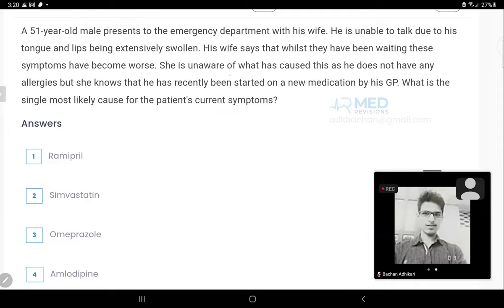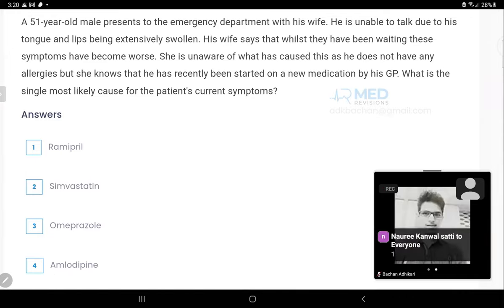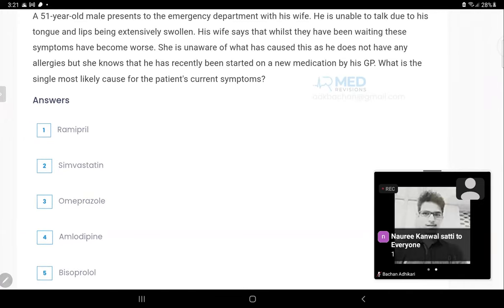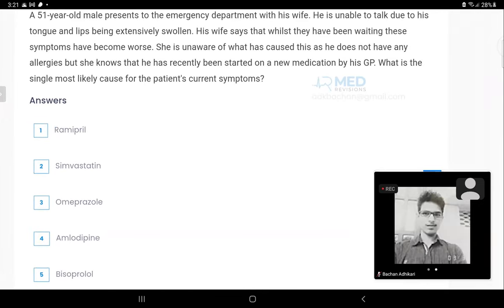A 51-year-old presents to the emergency with his wife. He's unable to talk due to his tongue and lips being extensively swollen. His wife says that while he's been waiting, these symptoms have become worse. She's unaware of what it is, but a new medication by the physician did it. So what do you think he might have taken that has swollen his lips and his tongue? Ramipril, simvastatin, omeprazole, amiloxolone, bisoprolol. Which one is the one that causes angioedema, or any sort of edema? ACE inhibitors, right? ACE inhibitors.